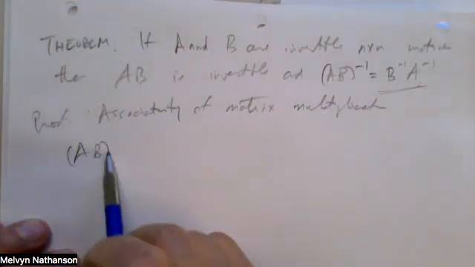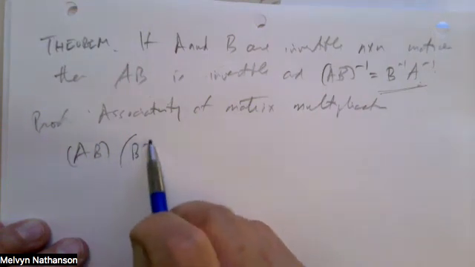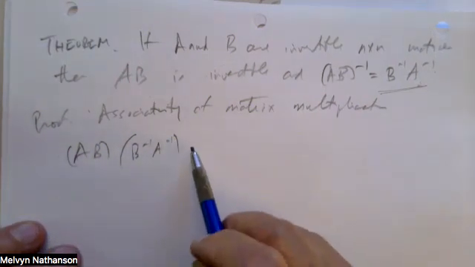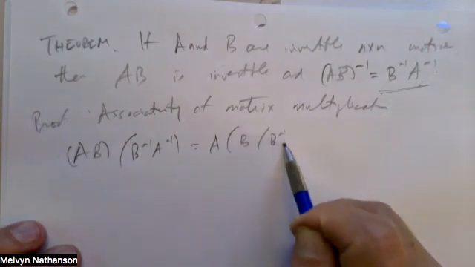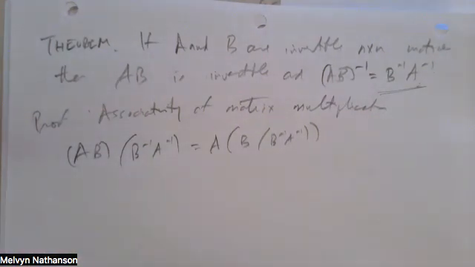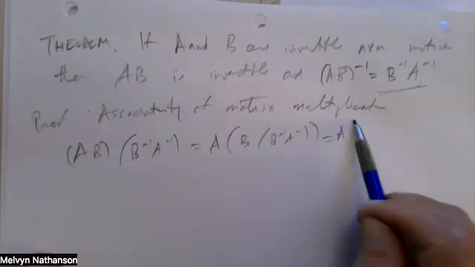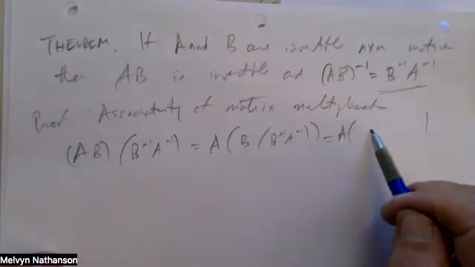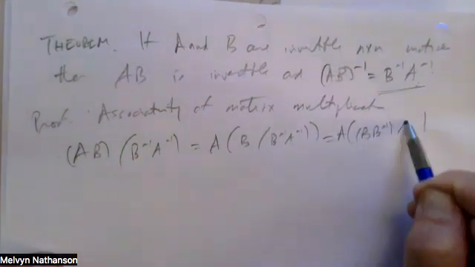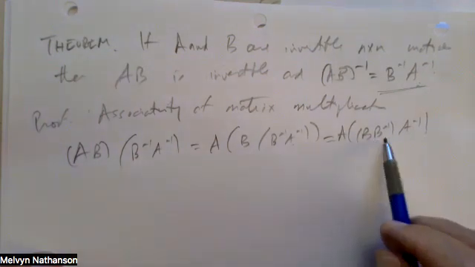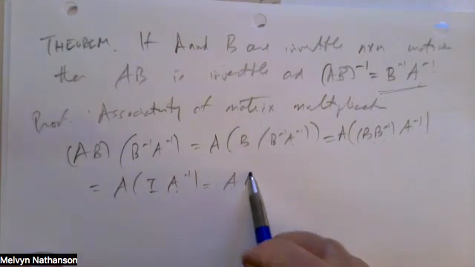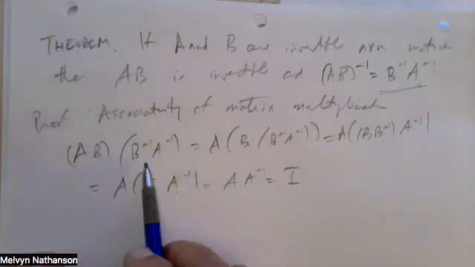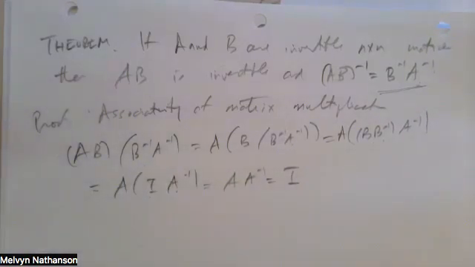If I take AB times the matrix B inverse A inverse, that's the same as A times B inverse A inverse by associativity, which is again A times, and by associativity in here, B inverse times A inverse. B inverse B is the identity. Identity times anything is the anything. So AB times B inverse A inverse is the identity.